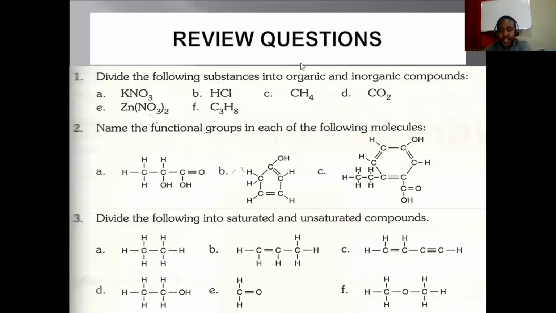No, that's saturated. It is saturated because there are no double or triple bonds there. It has the maximum number of hydrogens to the carbon. And E would be unsaturated. Yes, it is unsaturated. And finally, F would be saturated. Great.